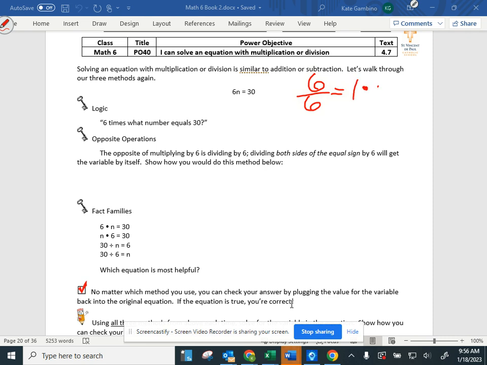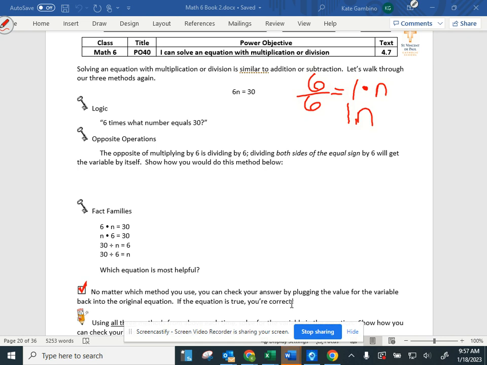What's 1 times a number? It's just the number, right? 1 times any number is going to be the number. So we don't have to put a 1 in front of the variable. But when we see n, we know that really there's a 1 in front of it, because 1 times n is still going to be n. We just don't have to write it.